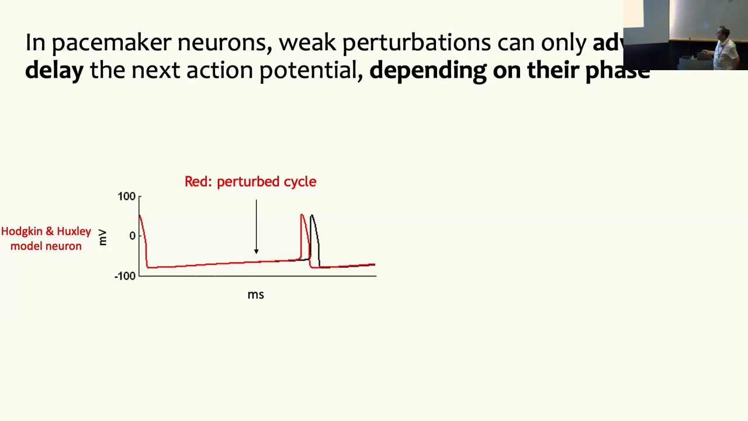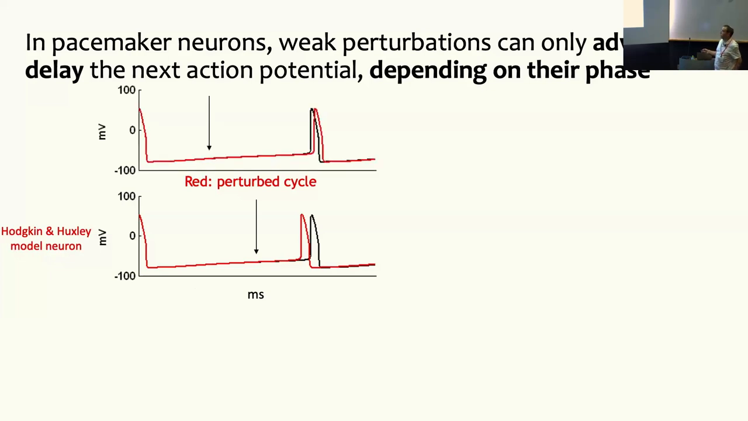However, right here, I perturbed it. This is a simulation on a computer. I gave a slight excitatory input, I'll have a blow up of this in a second, that caused a slight depolarization. And of course that made, not surprisingly, this spike happen a little bit earlier. However, the Hodgkin-Huxley neuron, which is a model neuron, has an interesting property that if you do the same thing earlier in the cycle, a little depolarizing pulse, you actually postpone the next action potential. And that has to do with the special dynamics of this neuron.